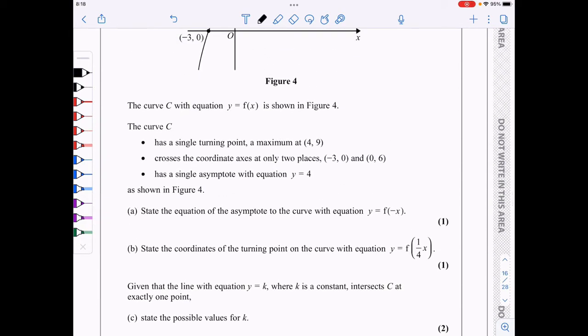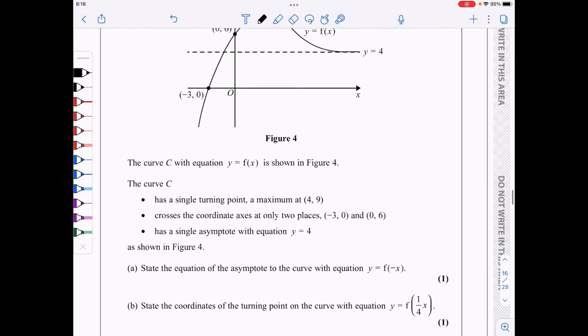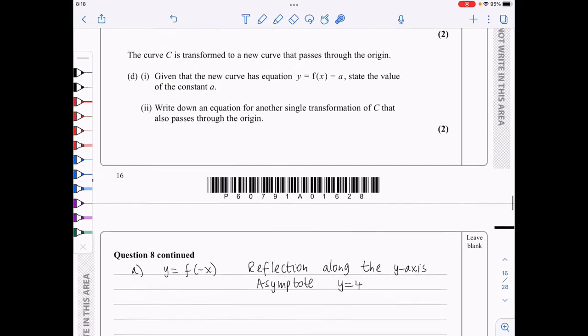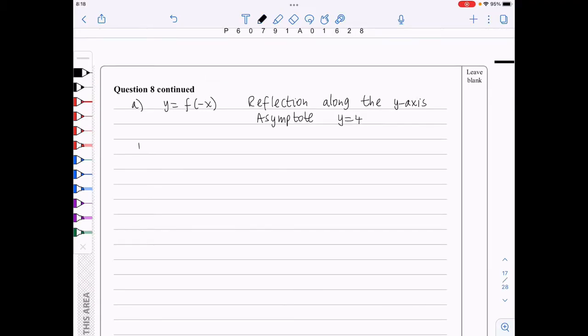In B, we need to state the coordinates of the turning point for f of a quarter x. So if we have y is equal to f of a quarter x, then the transformation is a stretch along the horizontal, scale factor of 4, which simply means that we are multiplying the x's by 4.